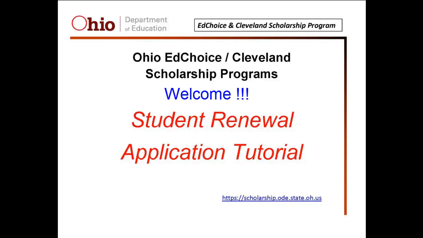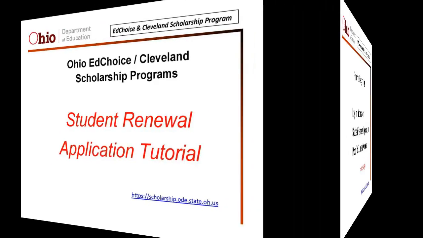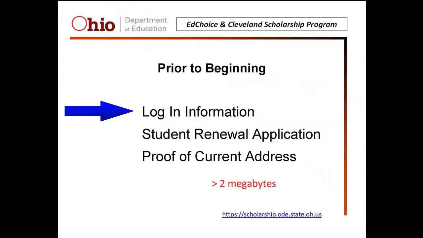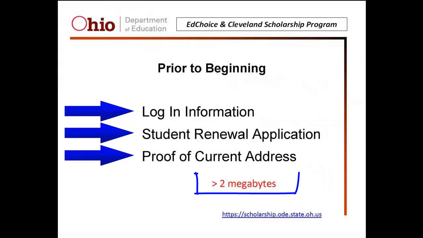Welcome to the Student Renewal Application tutorial for the EdChoice and Cleveland Scholarships. The purpose of this tutorial is to assist providers in the renewal registration of students in the new EdChoice and Cleveland Scholarship system. Prior to starting the registration process, you will need to have your safe login information and the complete student renewal application and proof of current address in an electronic file that is less than 2 megabytes in size and available on the computer you're using.